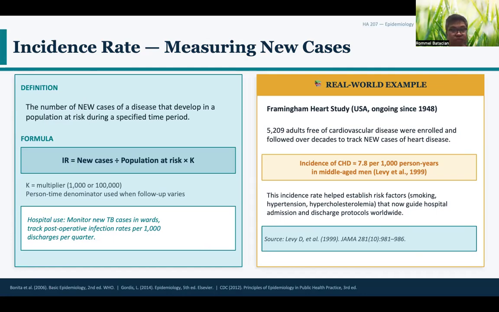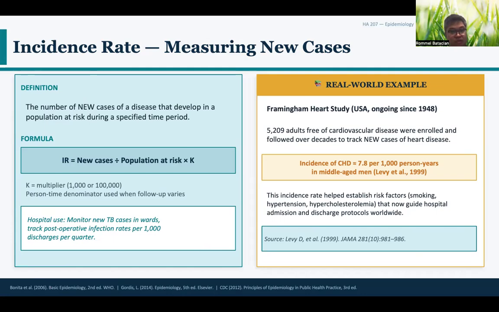So in application, for example, in the hospital setting, you'd use incidence rates to monitor new TB cases in the wards, or track post-operative infection rates per 1,000 discharges for a particular period, for example, per quarter or every 3 months. If your post-op infection incidence rate rises every quarter, something in your sterilization or surgical protocol may need to be reviewed or looked into.